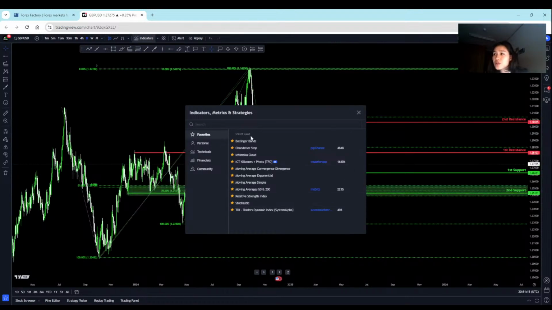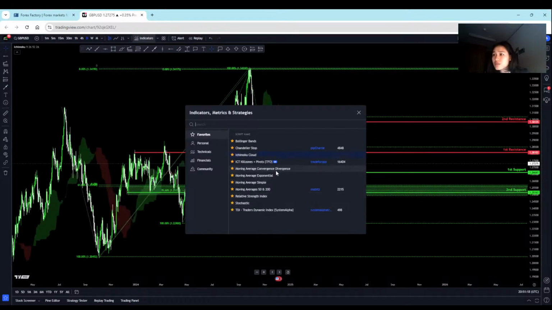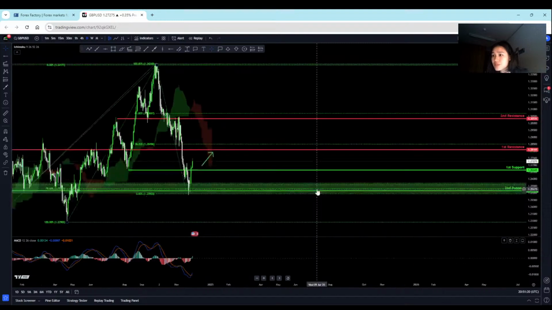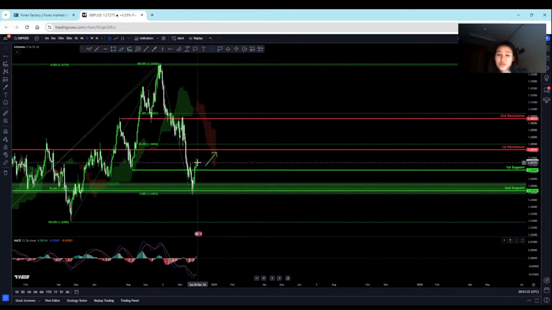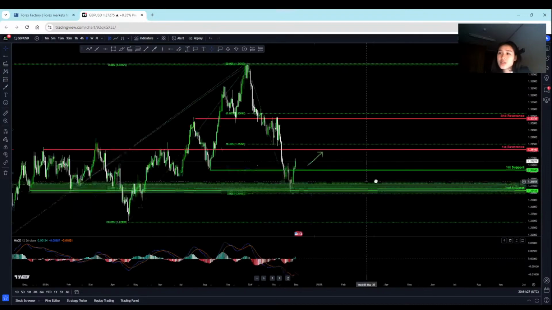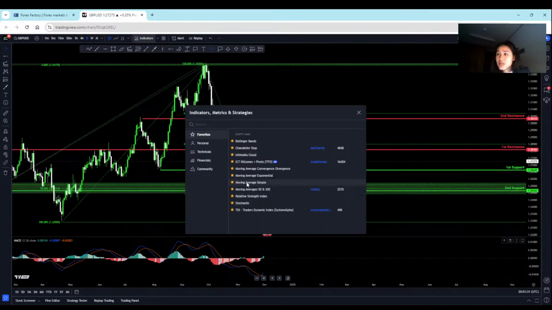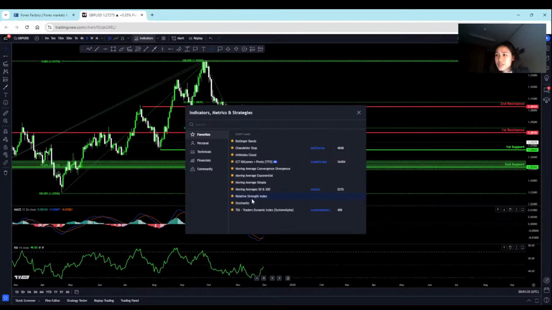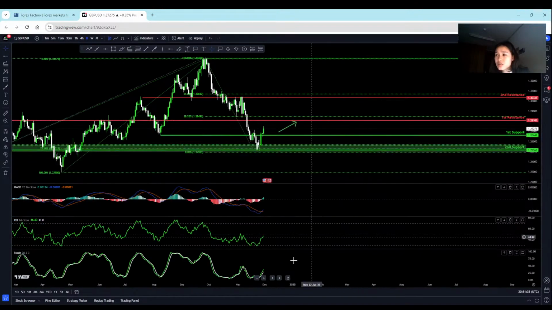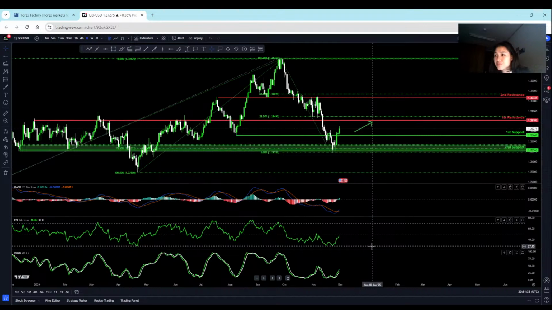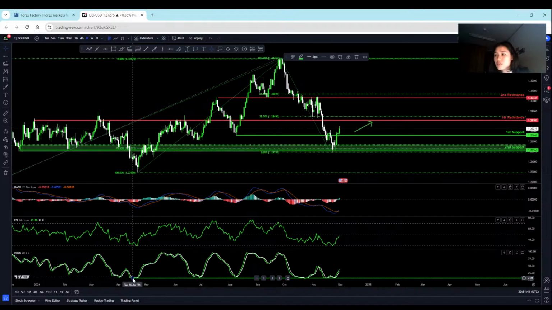Let's look at our indicators. We have prices moving below the cloud, which is a bearish signal, so that doesn't support analysis. MACD, you can see it's giving us a bit of a bullish signal there. Let's look at RSI, stochastic. Stochastic is giving us a hidden support level here.